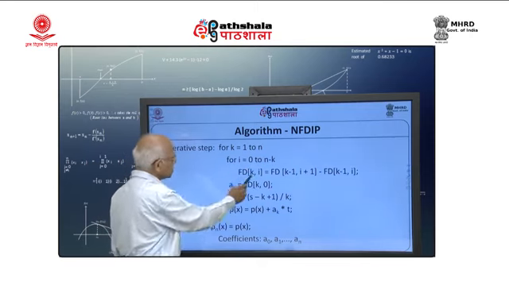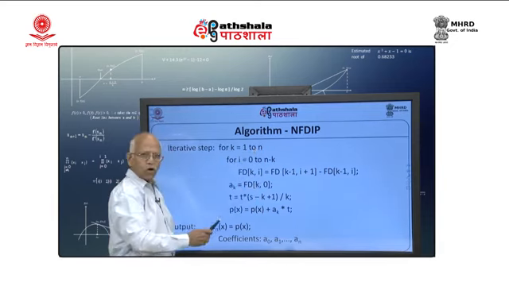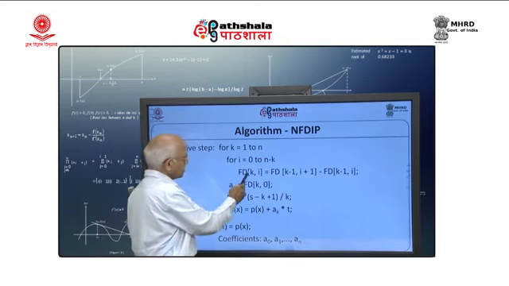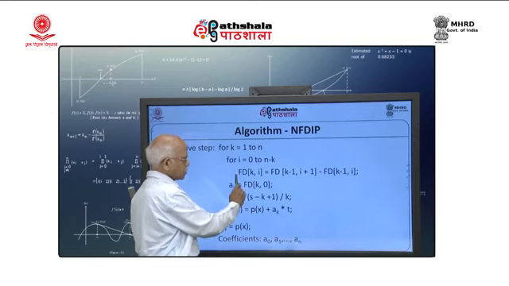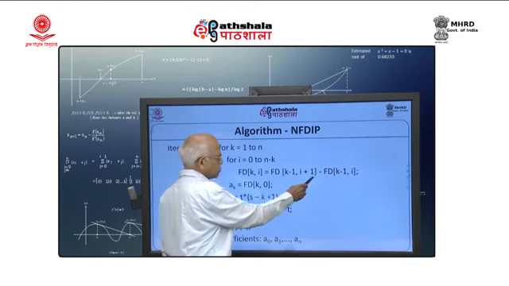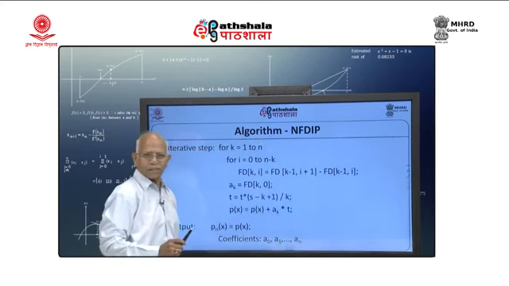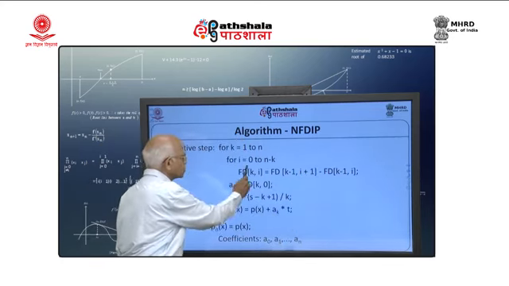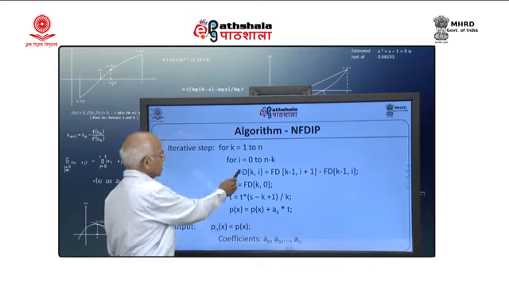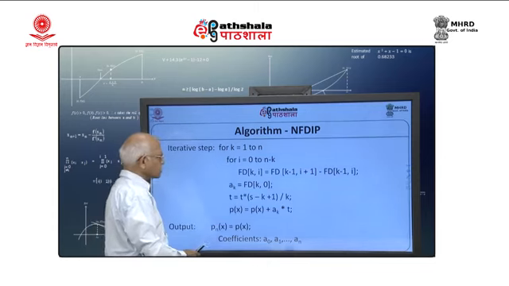First, these two for loops are computing your forward differences of all orders. I am considering here fd k i, the kth order difference at x i, that is given by the k minus 1th order difference at i plus 1 minus the k minus 1th order difference at i. This is your iterative formula for forward differences, and once you work out both these for loops, I will be getting all forward differences up to nth order.